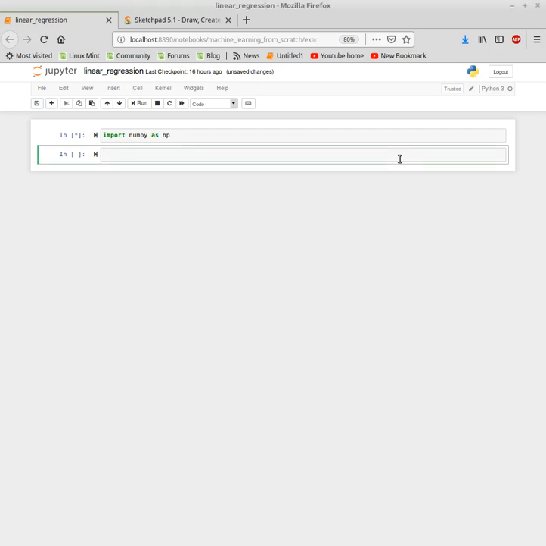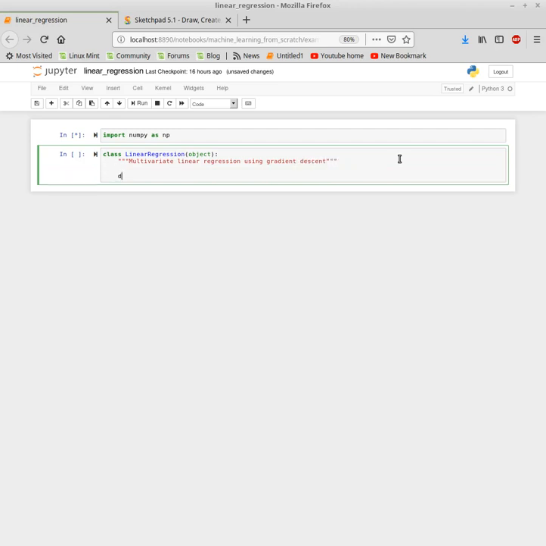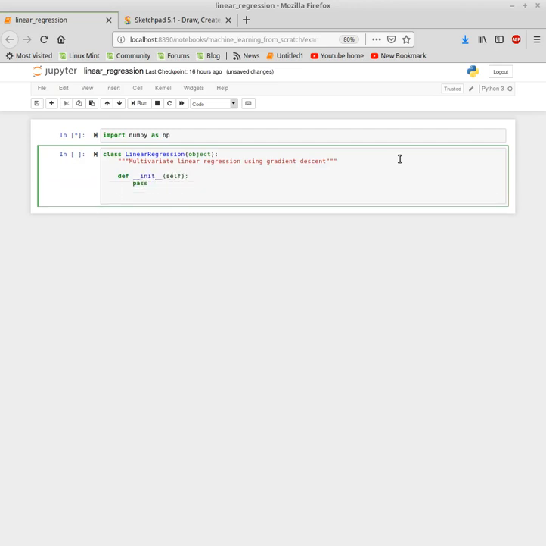We can just have a class of linear regression, and then we can just say this is multivariate linear regression using gradient descent. We can initialize something, just pass for now.